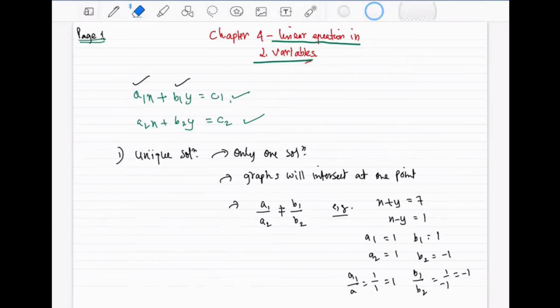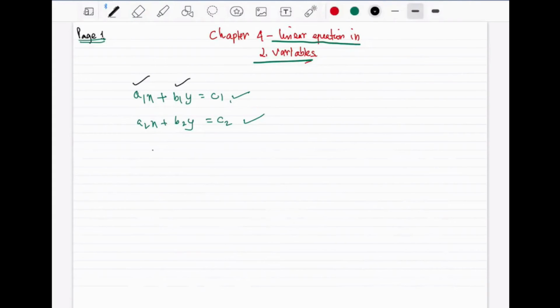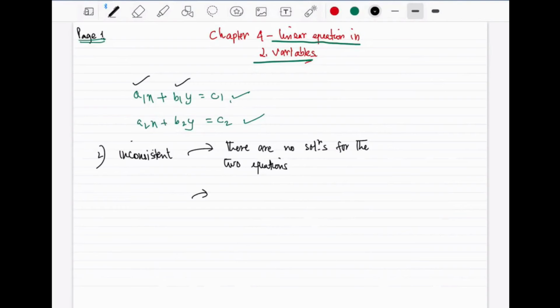Okay, so the next possibility of solution is when the two graphs are parallel. When the two graphs are parallel, it means there is no common point between the two graphs. That means there is no solution for the two equations. Okay, so this one we are going to call inconsistent. What about inconsistent? There are no solutions for the two equations. If I draw the graph, what will happen to the graph? The graphs of the two equations will be parallel.